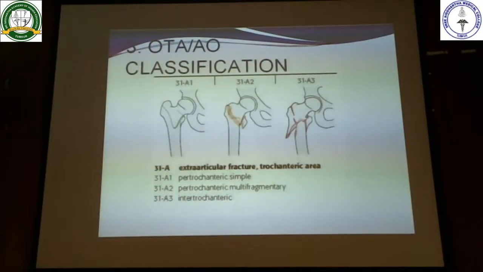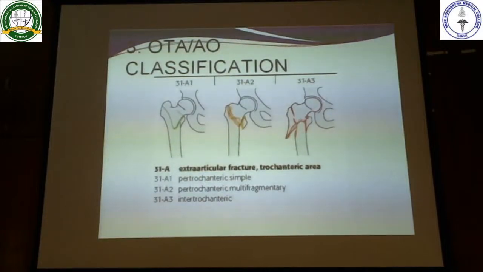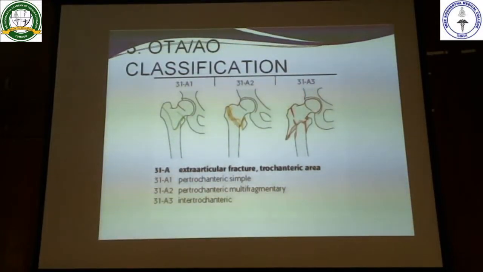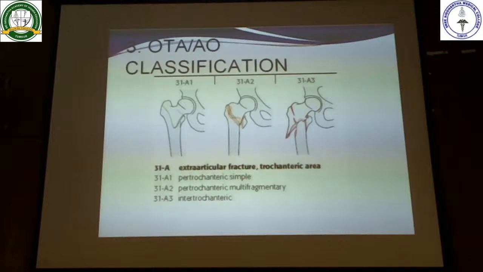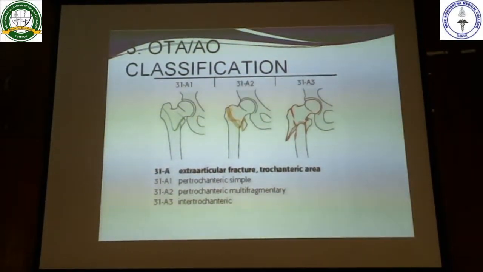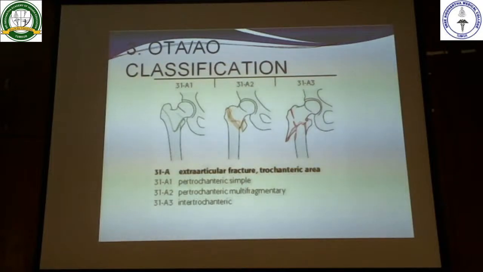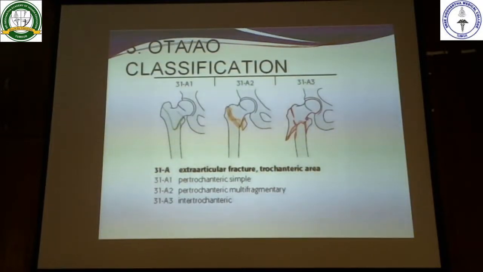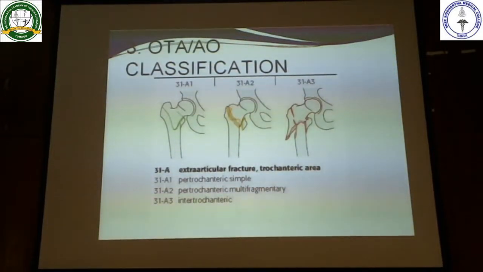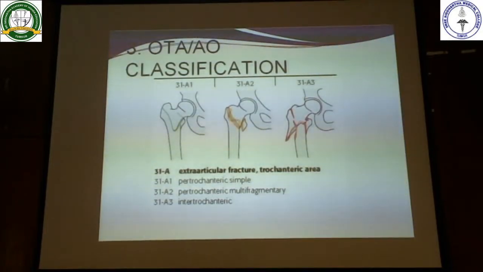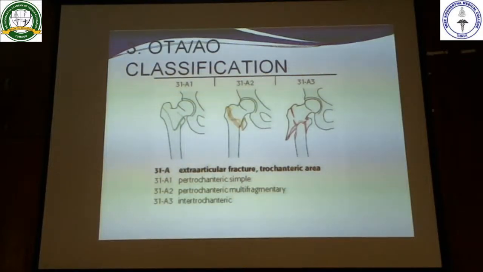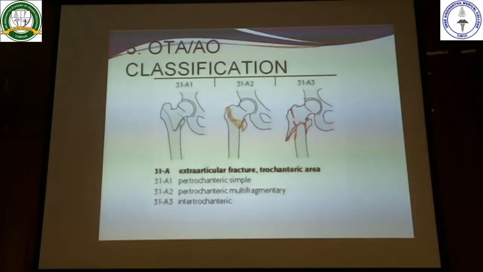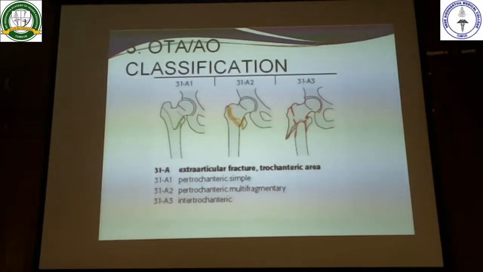Then a third one is also there, that is Orthopedic Trauma Association, that is OTA or AO classification. It is classified into 31A, A1, A2 and A3. Again, this is from a surgical point of view. First one is extra-articular fracture in the trochanteric area. Type 2 is per-trochanteric simple fracture. Third one is per-trochanteric multifragmentary type, and type 4 is purely intertrochanteric. You can just make a note of it. This is the third type of classification known as OTA or AO classification of fractures.